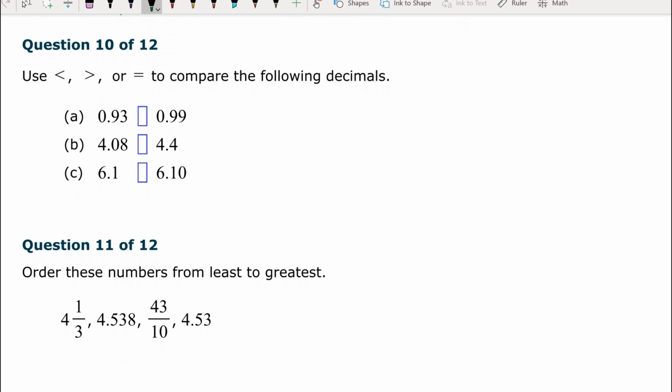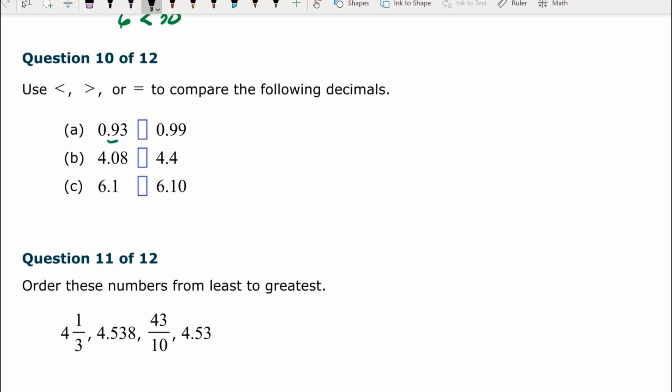Okay, we're going to do the same for problem 10. Move the decimal point twice, so that is 93. This is 99, so this is going to be bigger. Move the decimal point twice, so that will give you 408. And the other one is 440. Definitely this is bigger than that. So 4.4 is bigger than 4.08. And the last one, we move the decimal point twice, so that will give you 610. Move it twice, it's also 610, so they are equal.